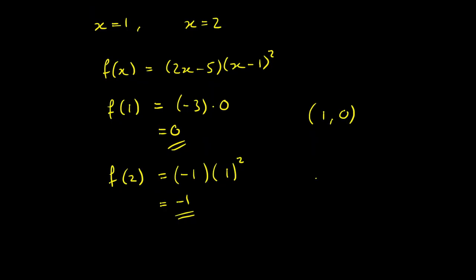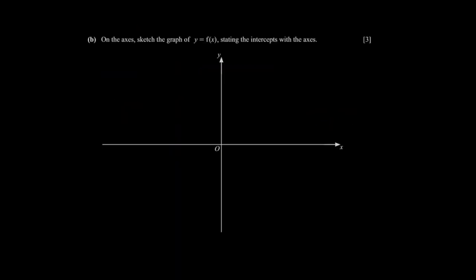And so that's going to give us 2, negative 1. Okay, so those are going to be the two coordinates of our stationary points. Okay, then we want to think about part B. On the axis, sketch the graph of y equals f of x, stating the intercepts with the axis.